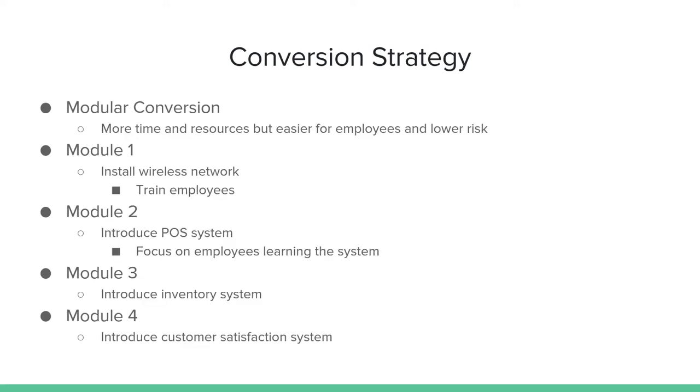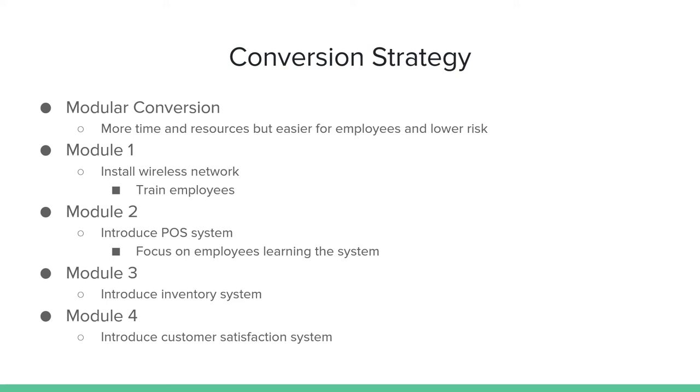For our conversion strategy, we will be using modular conversion. While this may take additional time and resources, it will go over much easier for the employees and help lower the risk from changing to a much more modern system. The first module will be installing the wireless network for the systems to run on and use. This will also come with the training necessary to teach all of the employees how to use the network and how to do it safely.